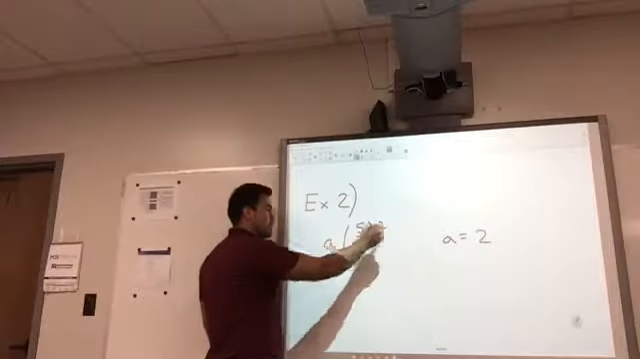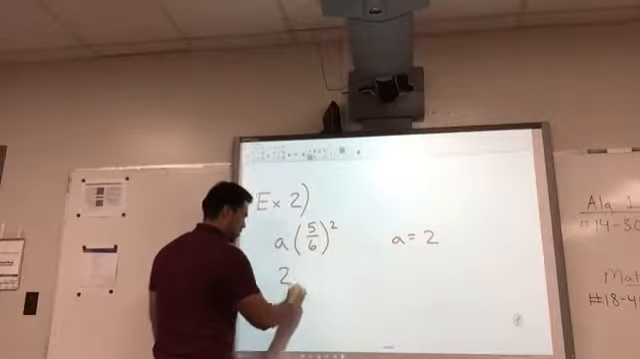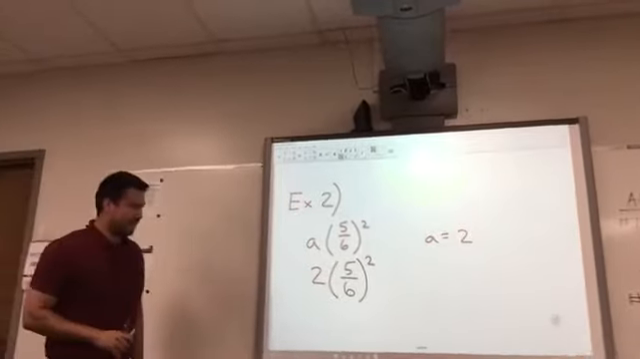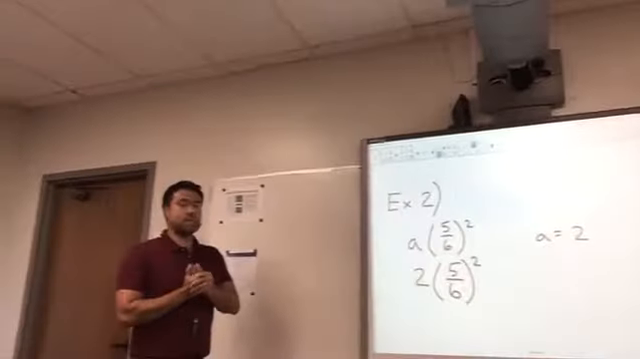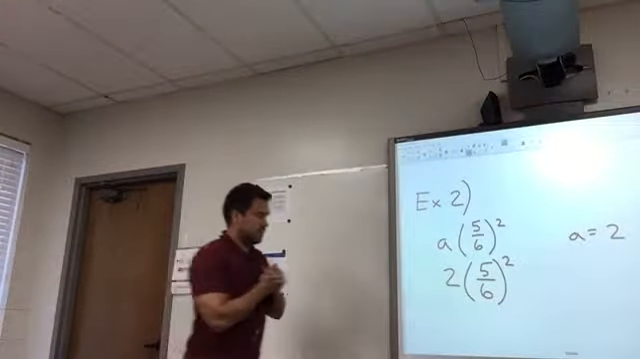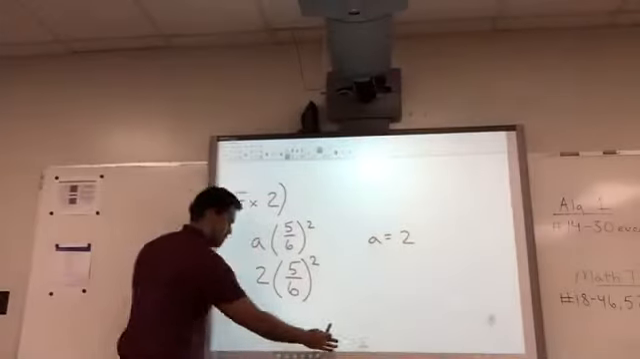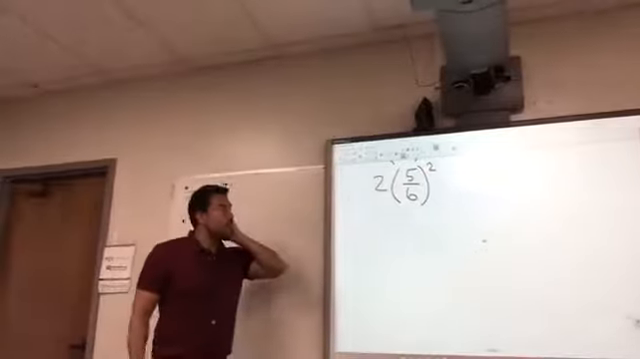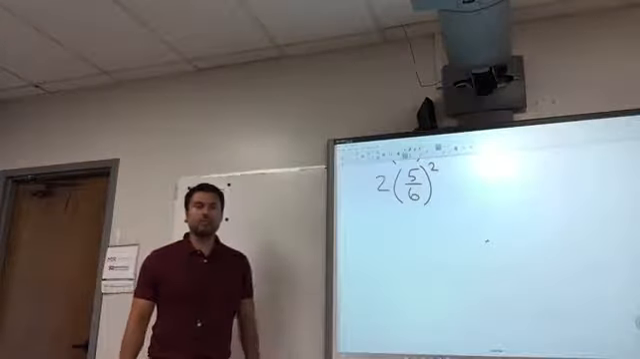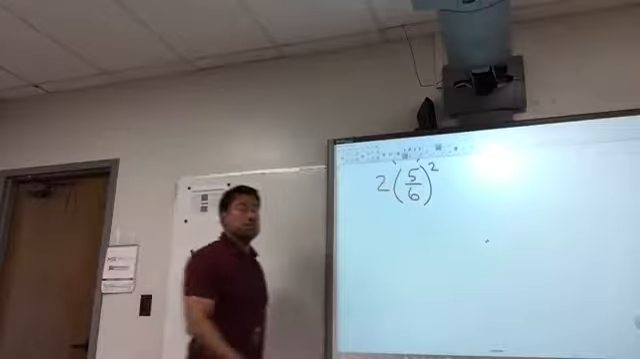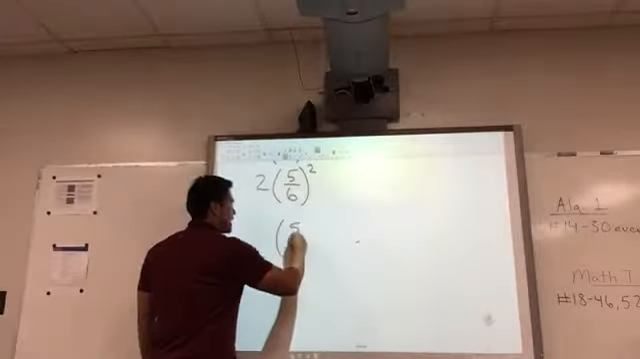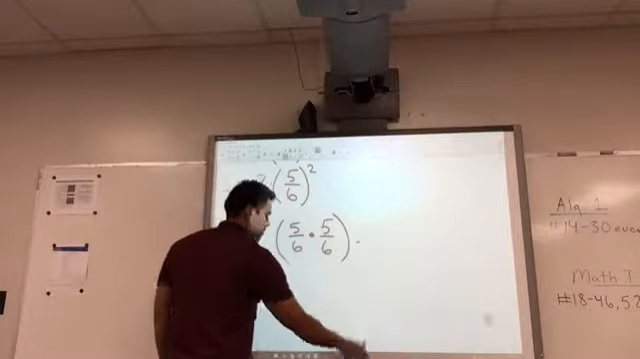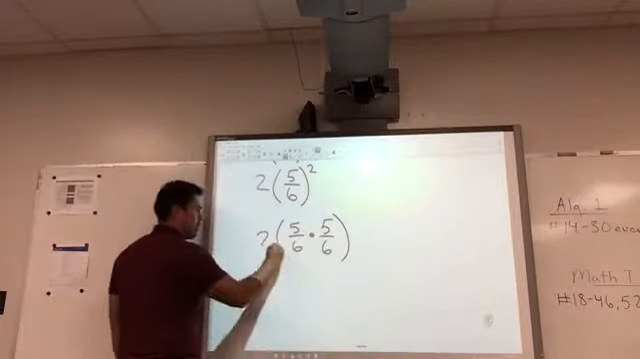Okay, so I substitute 2 for A. And so really I have this problem. And then I realize, okay, that's tough. Unless I know the order of operations, what do I do first? Exponents. One of these days I'll get it. What does 5/6 squared mean in multiplication? It means 5/6 times 5/6. That's what it means. And so that's my real problem right here.